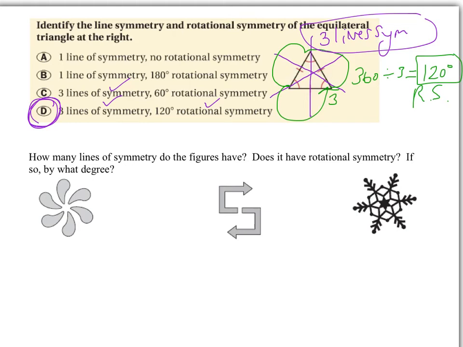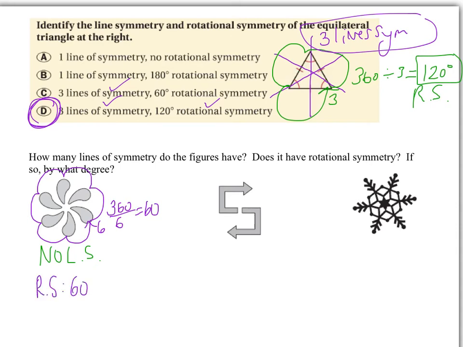For these last 3, how many lines of symmetry do the figures have, and does it have rotational symmetry, and if it does, what's the degree? So we're asked 2 parts. First with the line symmetry, if I drew a line down the center, these little bubbles, since they're not the same on both sides, would not overlap each other. So this has no line symmetry. But for rotational symmetry, each of them is the same space away, and if I rotate it, it would be the same all the way around. So that's 6 times, and 360 divided by 6 gives me 60 again. So for my rotational symmetry, I have 60 degrees.